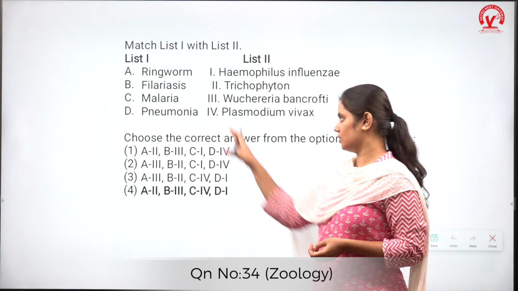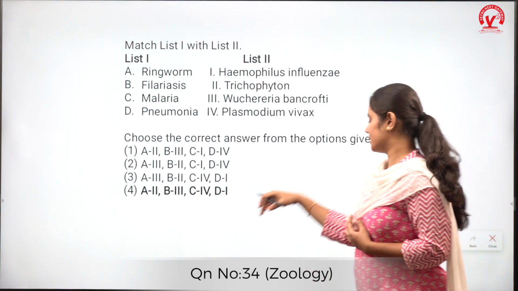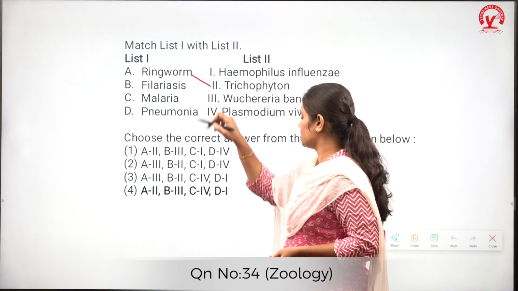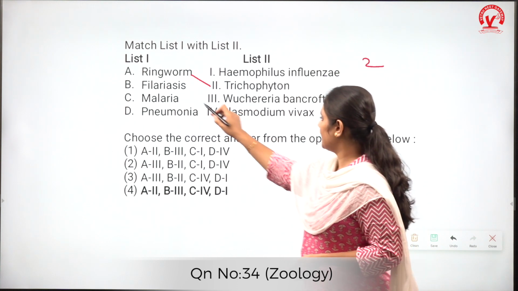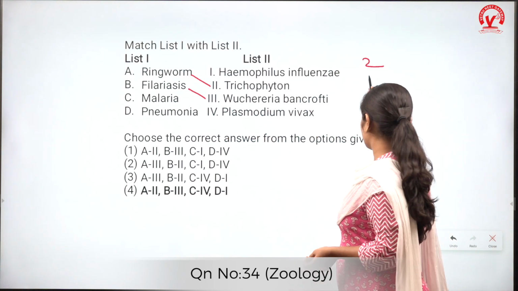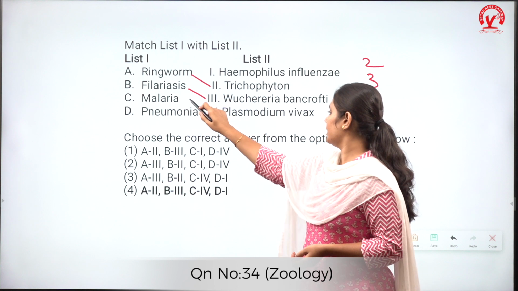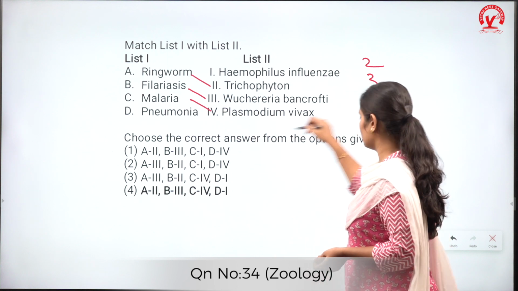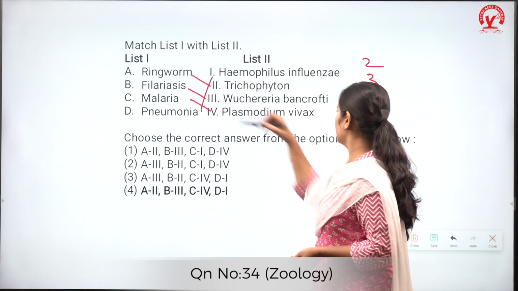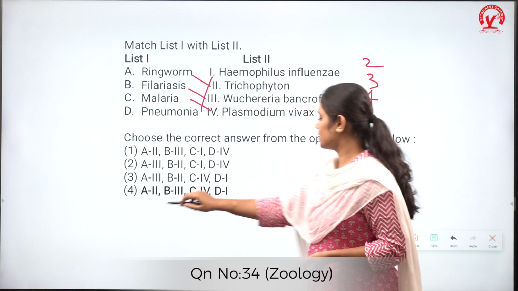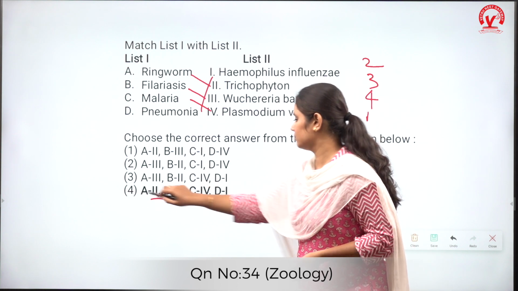Match the following. So, here you have to match the diseases with their causative organisms. Ringworm, Trichophyton. So, 2, filariasis is caused by Wuchereria bancrofti. 3, malaria by Plasmodium vivax. 4, and pneumonia, Haemophilus influenzae. 1. So, the answer is 2, 3, 4, 1.